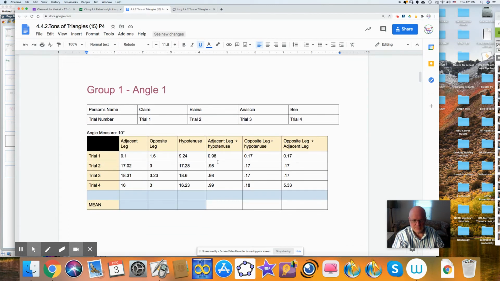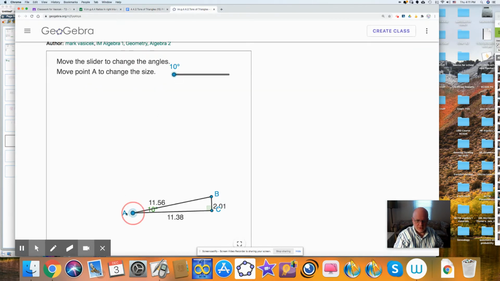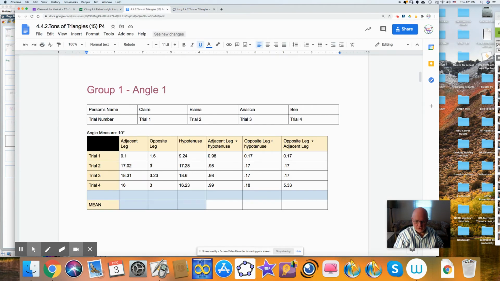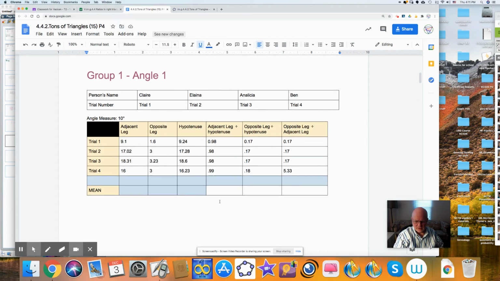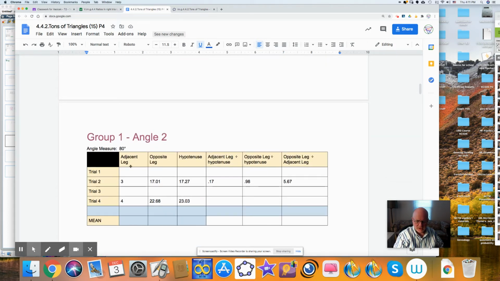You can see how when they do the ratio, even though they have different side lengths, nobody's doing the same, everybody has adjusted their triangles with this A point to be something different. But when they record their side lengths and actually calculate the ratios, they come out the same. And this is for 10 degrees. Notice it's 0.98 and 0.17. When I do its complement, which is 80 degrees, I get 0.17 and 0.98.